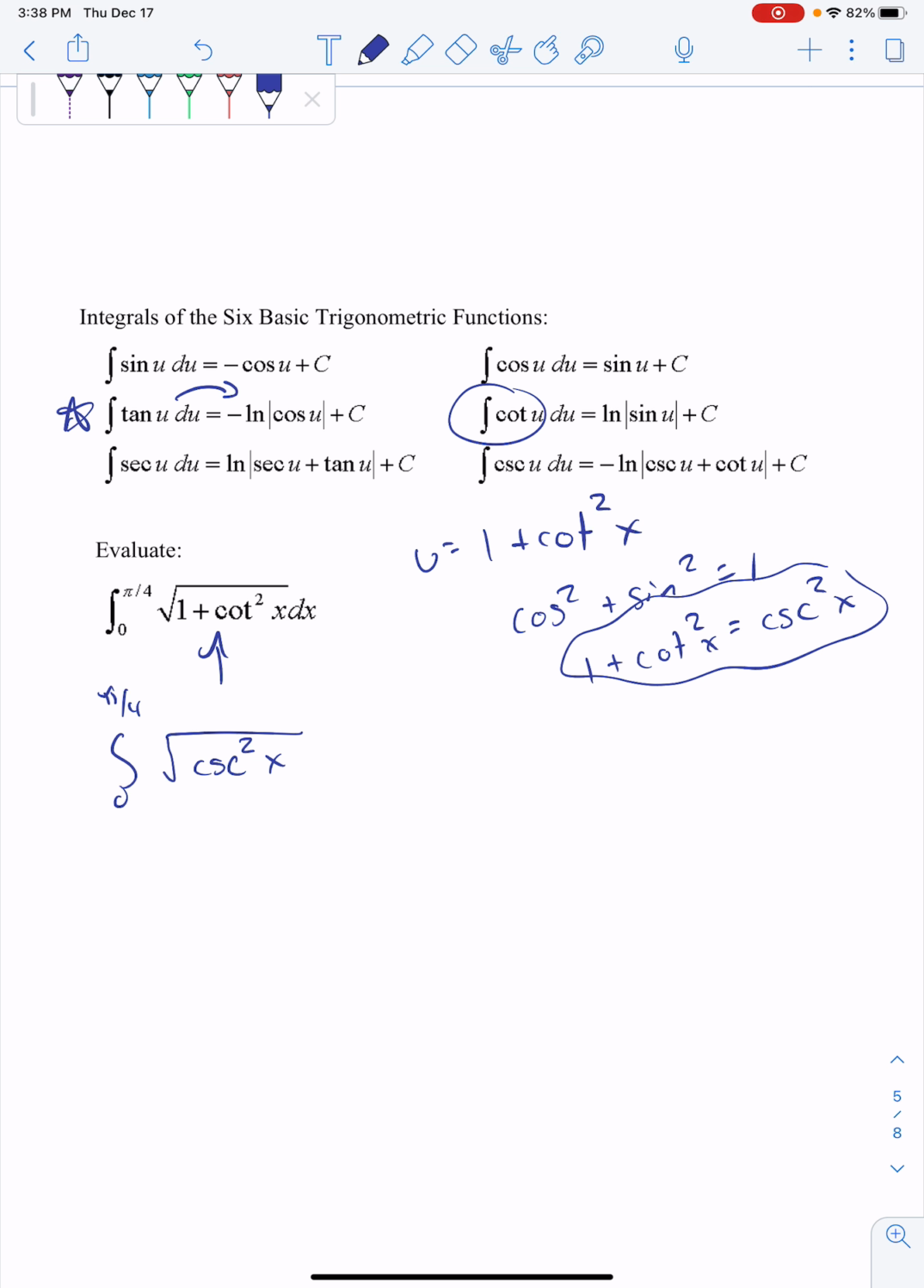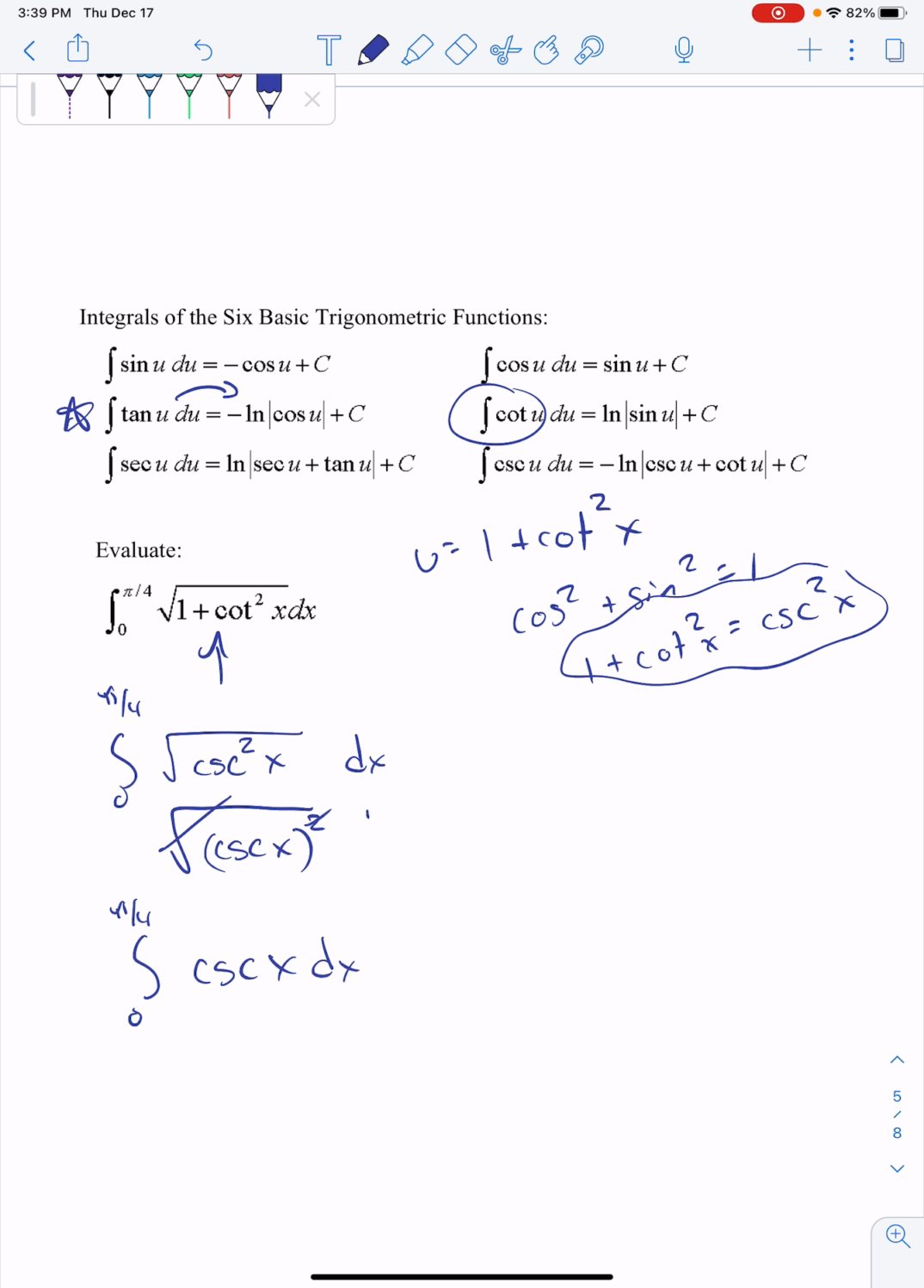We okay so far? Now from there, I've got a square on the inside, and this is one thing that we forget a lot of times. This cosecant squared, what that means is the square root of the cosecant of x squared. So now I have a square root and a square canceling each other out. So I end up with the integral from 0 to pi fourths of cosecant x dx. Don't forget the dx's. I forget them all the time. Let's try to remember that they're there.